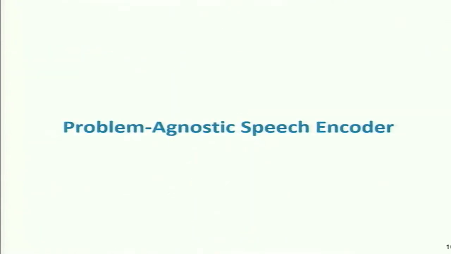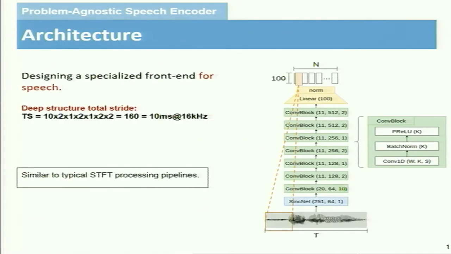Now, our proposal of encoder, what we named the problem-agnostic speech encoder, is a fully convolutional structure that basically is emulating our classical sliding window feature extractors, but in a learnable approach with the plenty of non-linearities that our good neural networks know and can solve. So we designed this framework as a pretty much specialized front-end for speech. So we are injecting prior knowledge, something that in the end-to-end designs we forget sometimes. Here we inject it back, and we try to mimic the STFT processing pipelines.